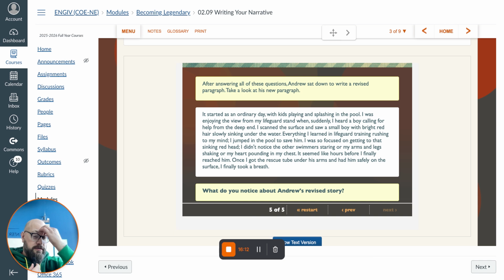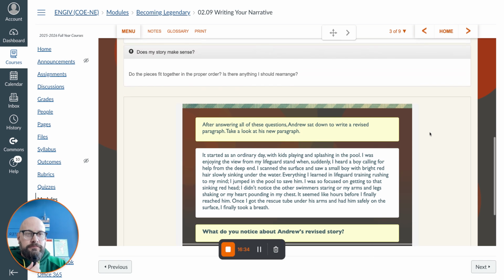So, not to beat a dead horse, but all of this questioning about, like, why do I have to do graphic organizers? Why do I have to do a first draft? Here, the proof is in the pudding, in Andrew's pudding here. It is just going to make your work a lot better.